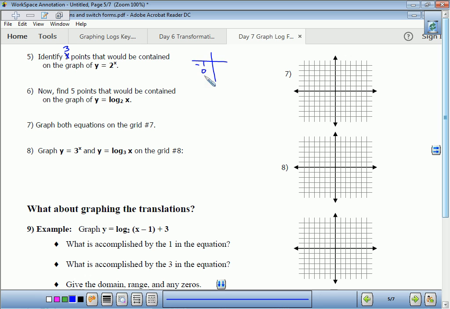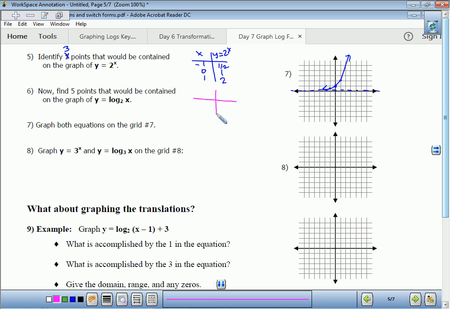So when we do negative 1, 0, 1, 2 to the negative first is 1/2, 2 to the 0 is 1, and 2 to the first is 2. So when we go through here and graph this, it looks like this beautiful exponential curve here. And we have that little asymptote right here at y equals 0, which is the x-axis. All right, now, a log.